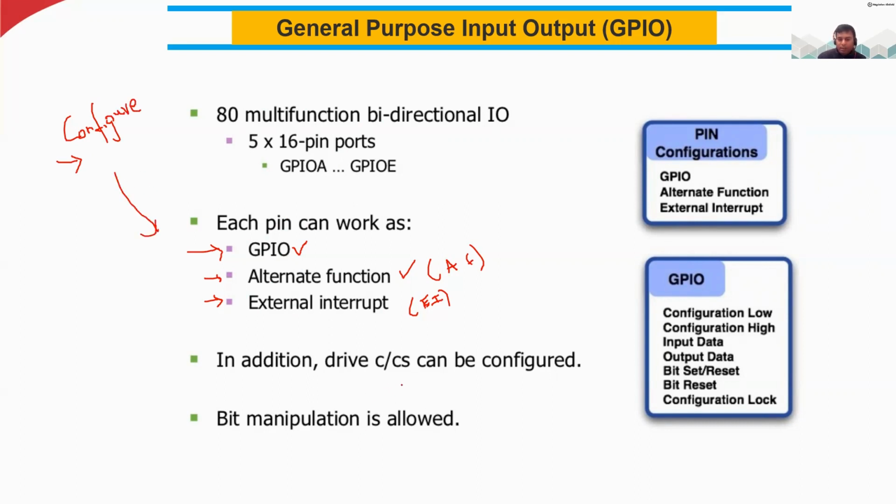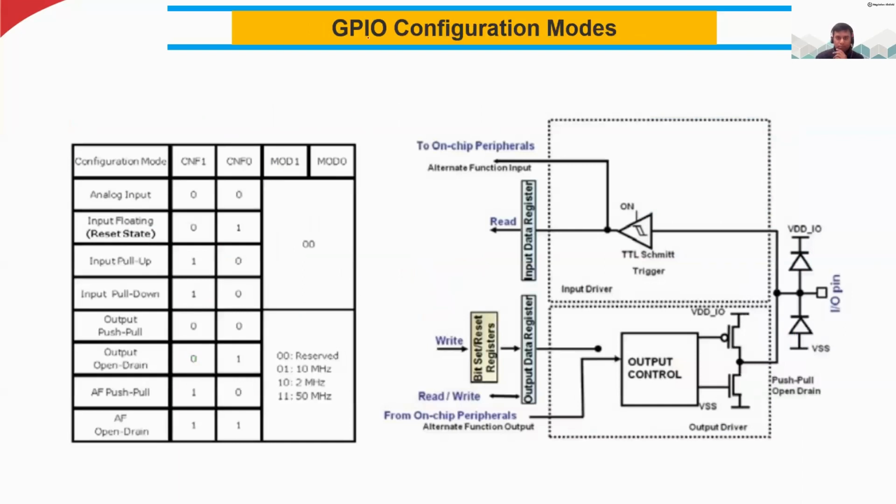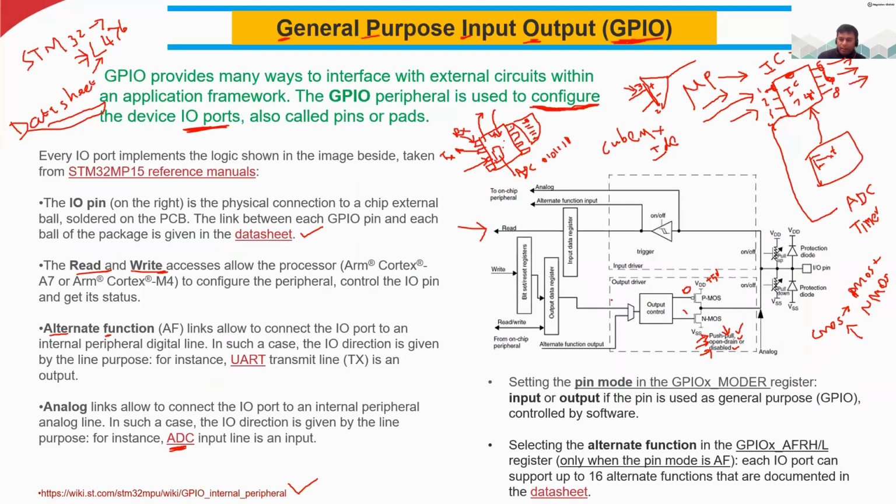In addition, drive strength can be configured and bit manipulation is allowed. So mostly you may not use these modes. You will be using only these 3 different modes, at least in this course. Okay, so now this is also talking about the same thing: how we can apply the control signals and how we can control the output, the same push-pull mode and open drain mode, how this is controlled by this CMOS and so on. The same thing I explained in the previous slide.